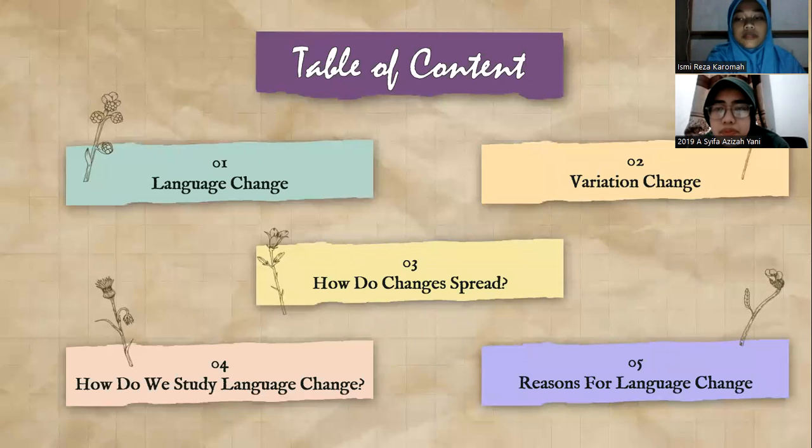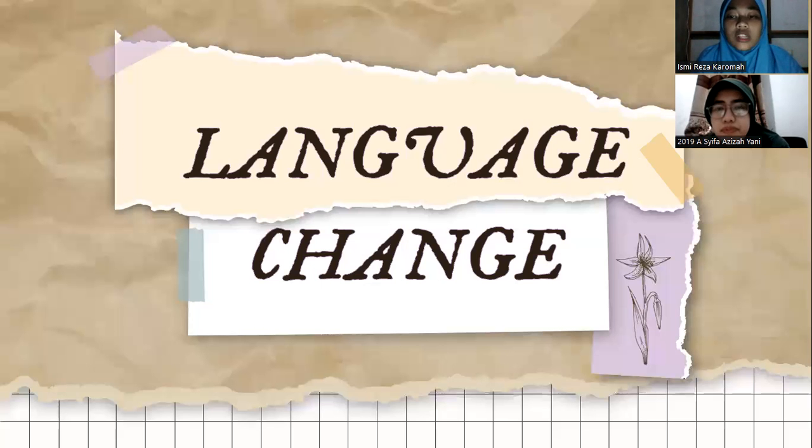So, in this material, we are going to talk about the first, language change itself; the second, variation change; the third, how does change spread; the fourth, how do we study language change; and the last is reasons for language change. Okay, without wasting any time, let's jump into the material, the first material that is about language change.